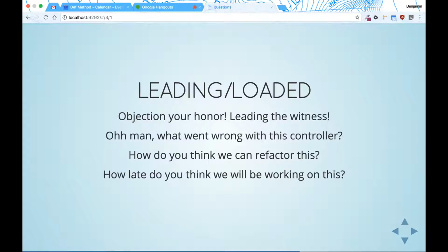So like, "Oh man, what went wrong with this controller?" leads somebody to think that there is something wrong with this controller, rather than something that nobody exactly knows what happens. Or "How do you think we can refactor this?" implies that something needs to be refactored. Generally these are not great when you're teaching, but they're good to express your opinion to somebody when you're asking a question. So like, "How late do you think we'll be working on this?" implies that you think that we'll be late when we're working on that thing.